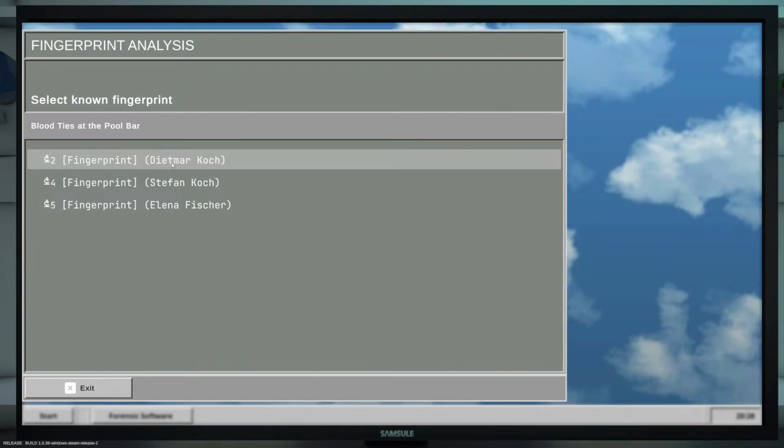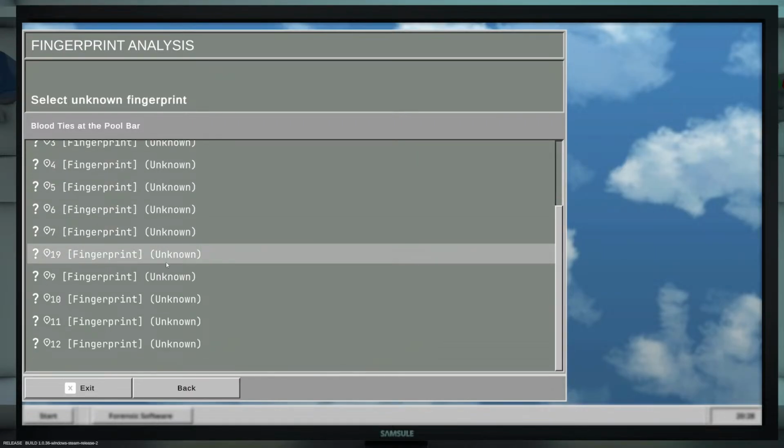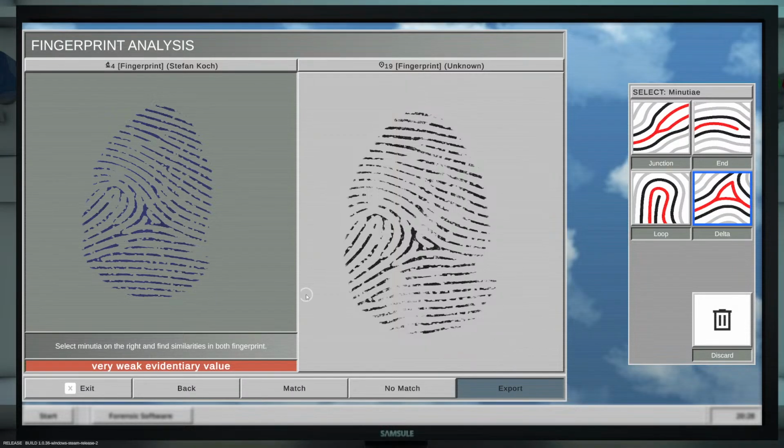Dietmar? Dietmar is the owner of the bar. Elena is the waitress. She is dating Stefan, which is Dietmar's son. Okay, I had that mixed up a little bit. Okay, so let's see. I want to see if Stefan's matches number 19. Oh no, it does. I think Stefan shot his dad. That's not good. I think he might have shot his dad.